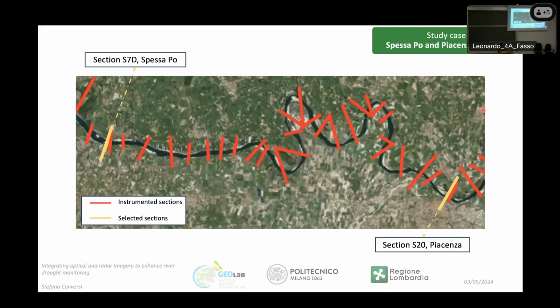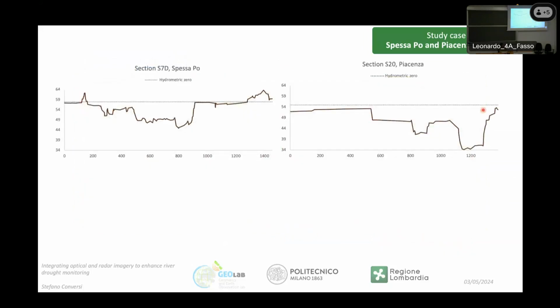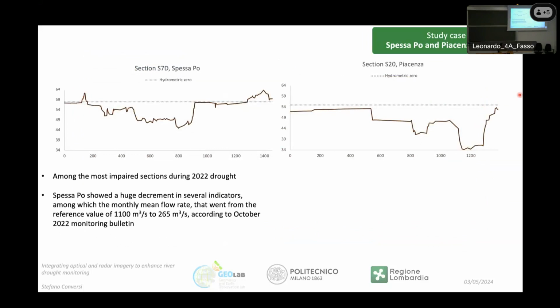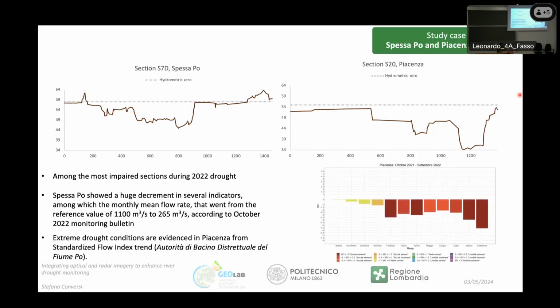Here we have highlighted the sections that we used, between Spessa Po and Piacenza. Here you can also see the sections of the 2 areas that we considered. We know that these sections were among the most impaired by the drought event, and the data are confirming it. We are reporting official data coming from the official bulletin. For example, in Spessa Po, we had a huge decrease in the flow rate, while in Piacenza, we had official indices such as the standardized flow index that stated a situation of critical drought.